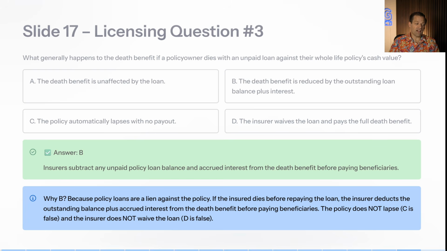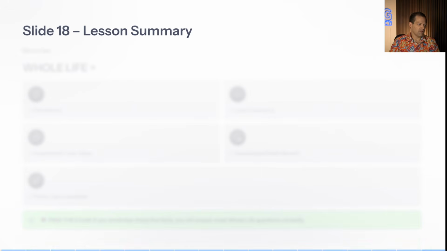Why? Because policy loans are a lien against the policy. If the insured dies before repaying the loan, the insurer deducts the outstanding balance plus accrued interest from the death benefit before paying beneficiaries. It doesn't lapse, okay? And the insurer does not waive the loan. We wish, but it ain't gonna happen.